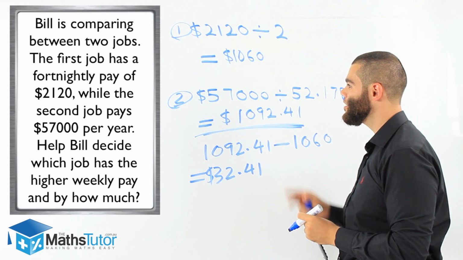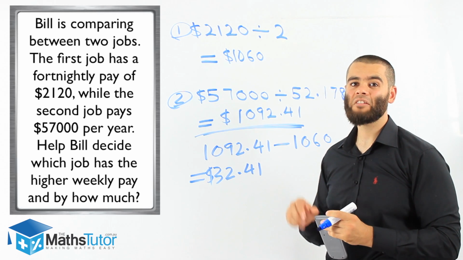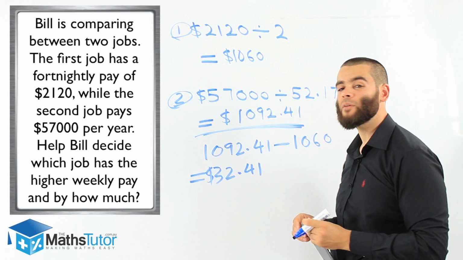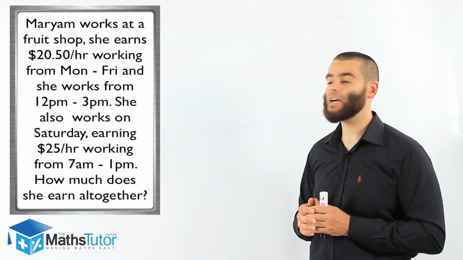So now we can help Bill and show him that job number two, the salary of $57,000 per year, is actually a higher pay. It's actually higher by $32.41 every week. The next example.